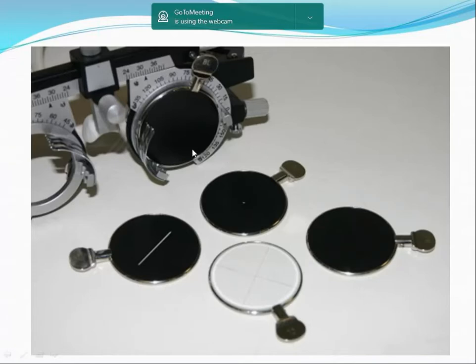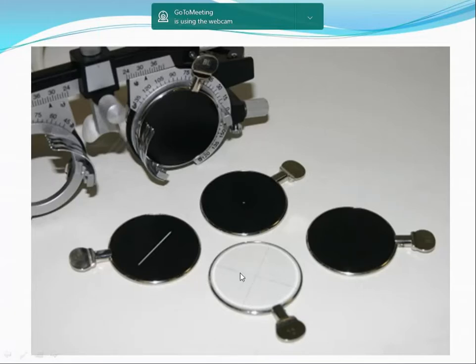Then apart from the occluder, you have three other important things. One is the pinhole, which we will learn in detail. The other two are, this is called the stenopic slit and this is called the Jackson's cross cylinder. These two are used to fine tune the astigmatic error in the person. That means to fine tune the cylindrical power and axis, we use these two.